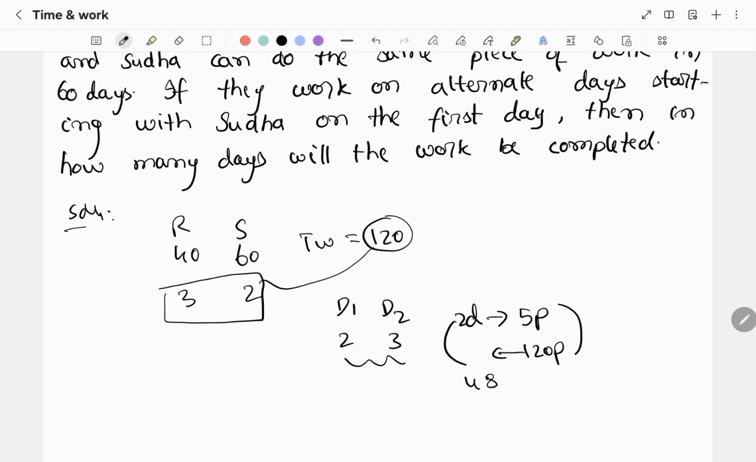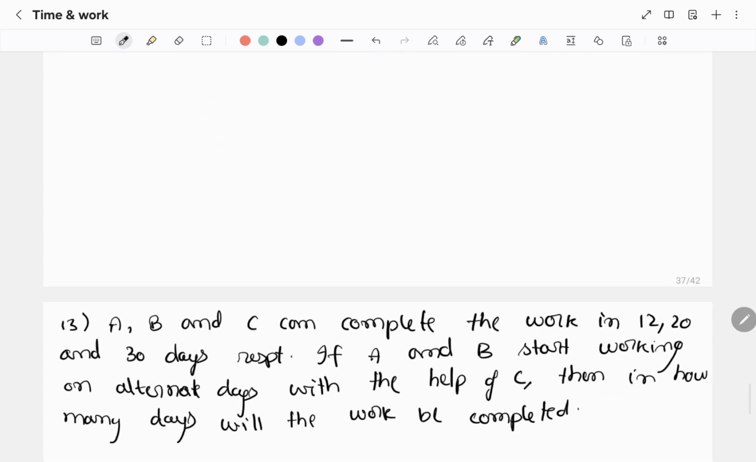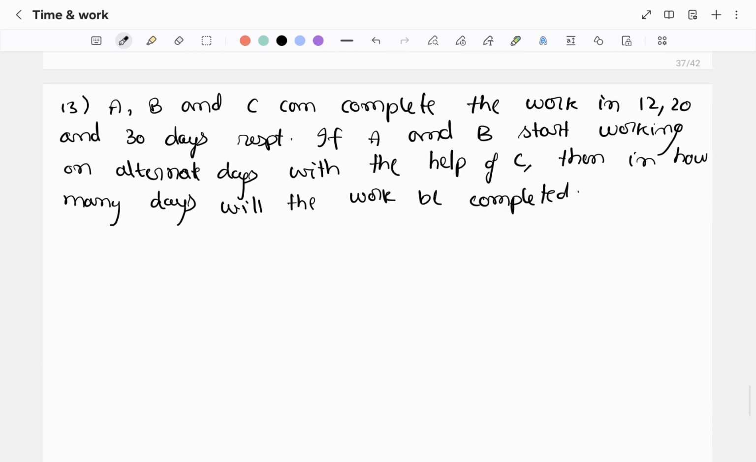Now, they are dividing like 2 days. For every 2 days, one is working on one day, another is working on the other, so the number of days will double, so 48. Okay. Then A, B, C can complete the work in 12, 20 and 30 days respectively. If A and B start working on alternate days with the help of C, then in how many days will the work be completed?